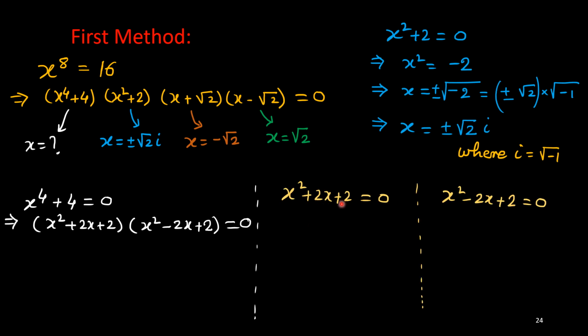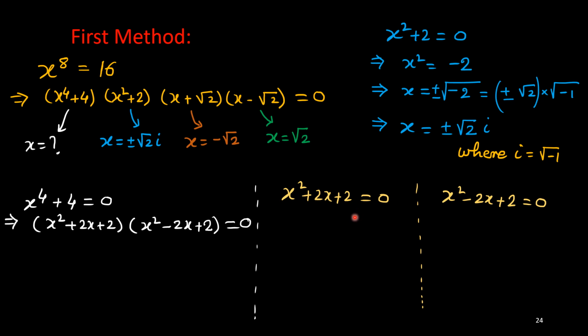So we'll consider these two factors. From each factor, I will get two solutions. Similarly, the next factor again should give us another two solutions. So in total we will get 4 solutions here. Okay, so let us consider the first factor, this one.